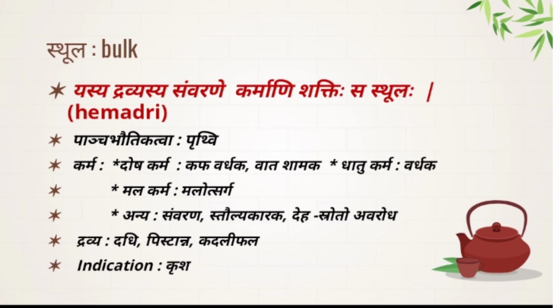And stula, bulky. Yasya dravyasya samvarane karmani shaktihi sa stulaha. The property which increases the BMI, or nothing but increases the bulk of the body, is nothing but a stula guna. Panchabhautikatva is prithvi, and karma is like dosha karma is kapha vardhaka vata shamaka, dhatu karma is dhatu vardhaka, mala karma does the mala utsarga, it eases out the defecation or any kind of natural urges. Anya karma like samvarana, staulya karaka, deha srota avaroda, it obstructs the srotas.